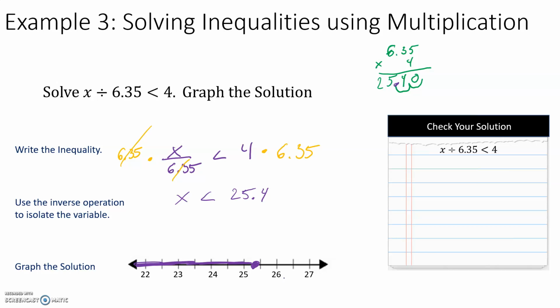So I'm going to pick 25 and 26. If I plug in 25 in place of x and my solution is true, then I'm good. If I plug in 26 and my solution is true, then I did something wrong. So let's go ahead and plug in 25 in place of x. And I'm not going to do the division in my head. I'm going to use a calculator. And it's okay.